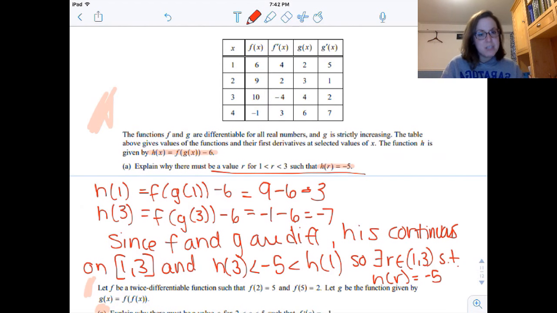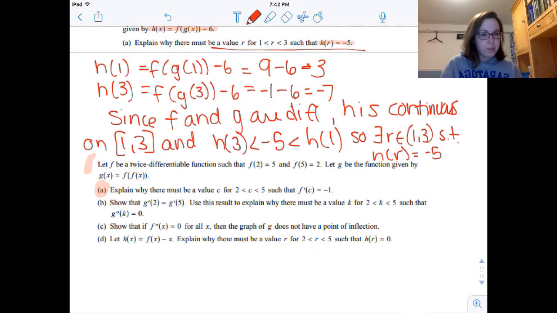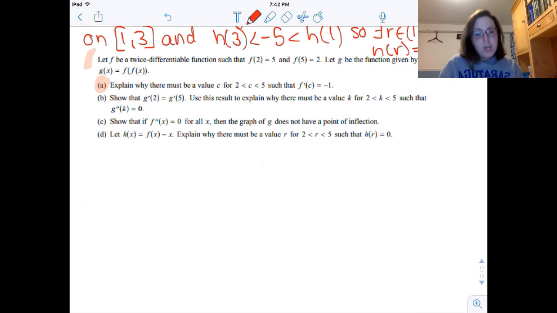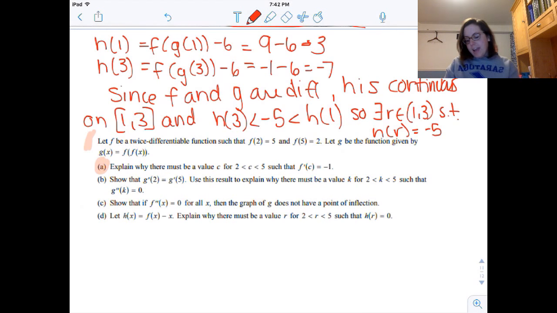2007, my favorite question. Average was a 0.98 on that question. Okay, last one we're going to do for today. f is twice differentiable. f of 2 is 5. f of 5 is 2. g is f of x. Part A, explain why there must be a value of c where f prime of c equals negative 1.